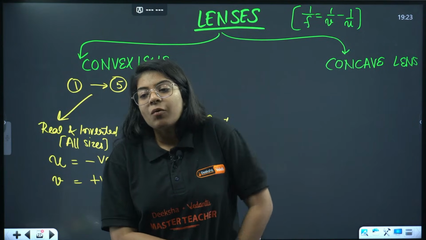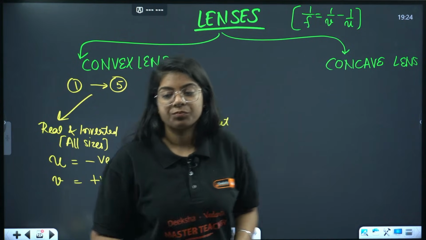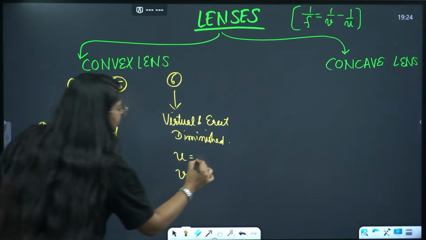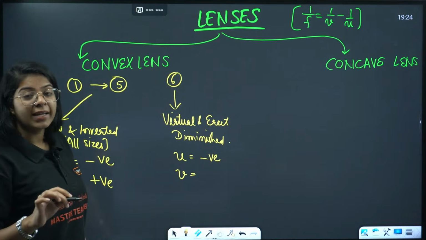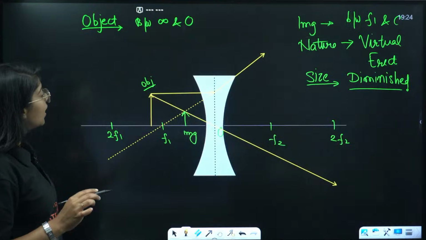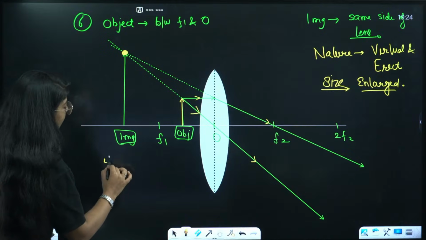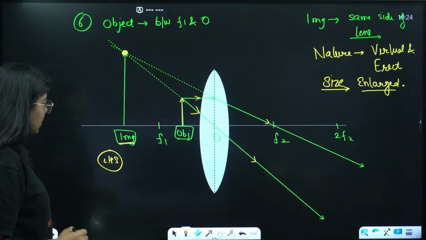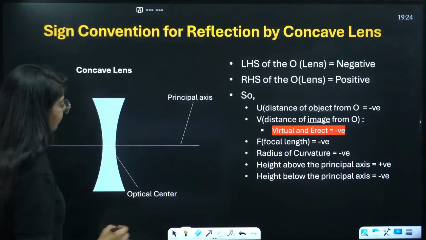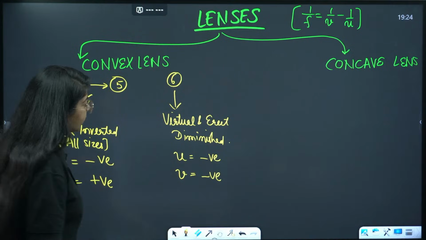Done? What will be the U and V in the 6th case? U will be negative. That is clear. And in the 6th case, for virtual and erect, the image is formed on the left hand side of the lens. So V will be negative. ठीक है? Done.